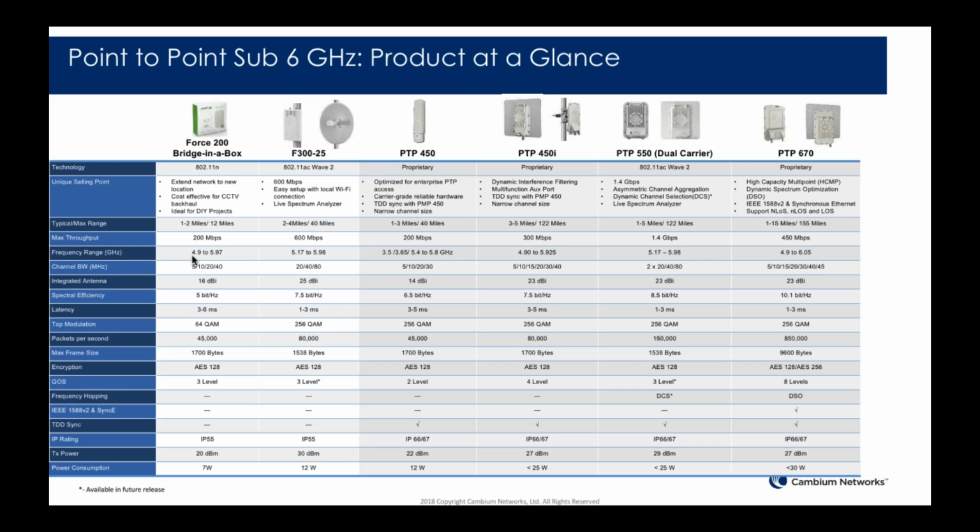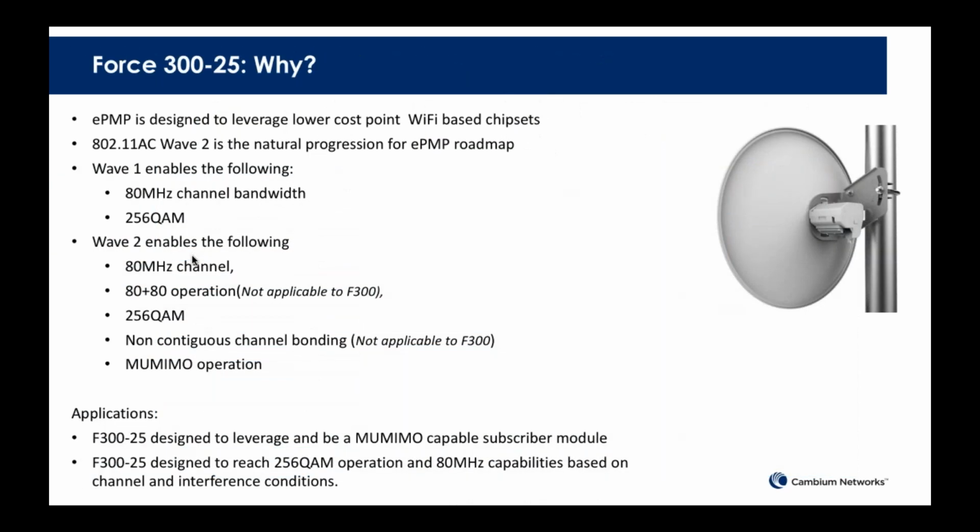One of the new models you might be aware of is the Force 325. It is a connectorized, not connectorized, sorry, it's an integrated unit with a dish. So it's a dish product with a relatively high gain, which is very cost effective, and it provides really high throughput, even compared with its nearest competitors and other products in the Cambium product line. So what is the Force 300?